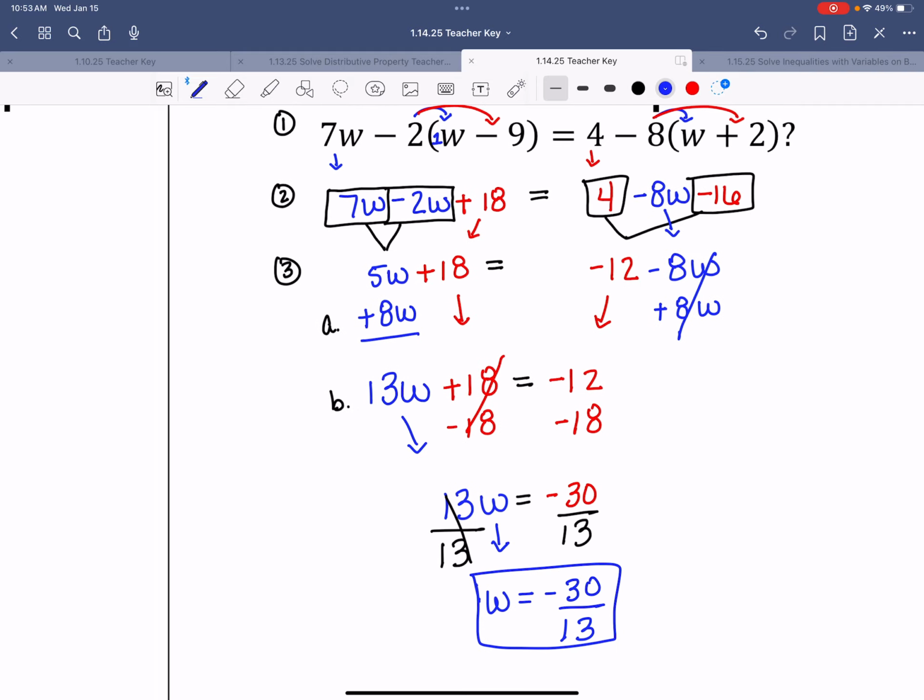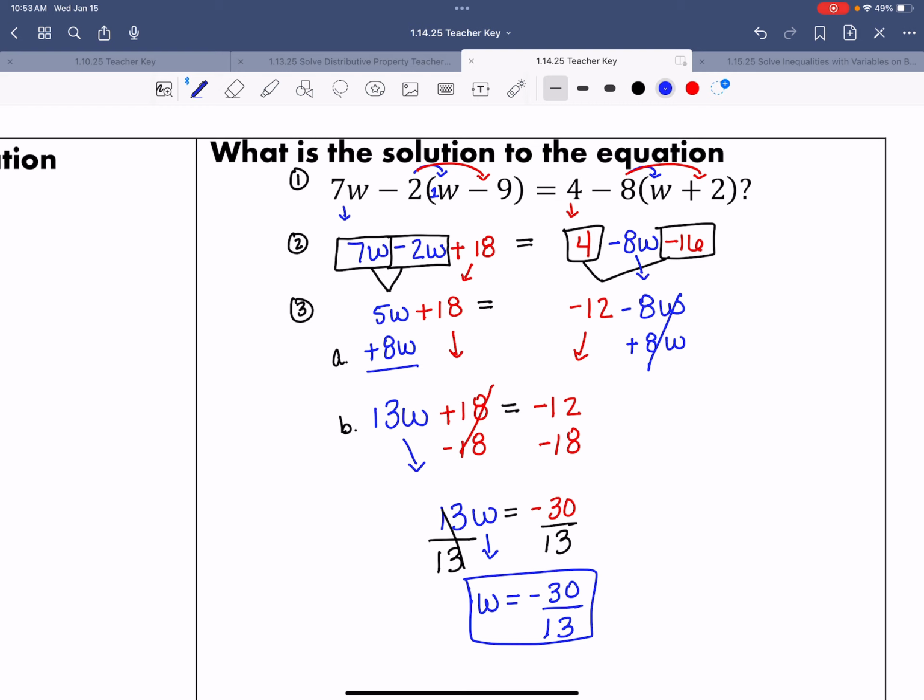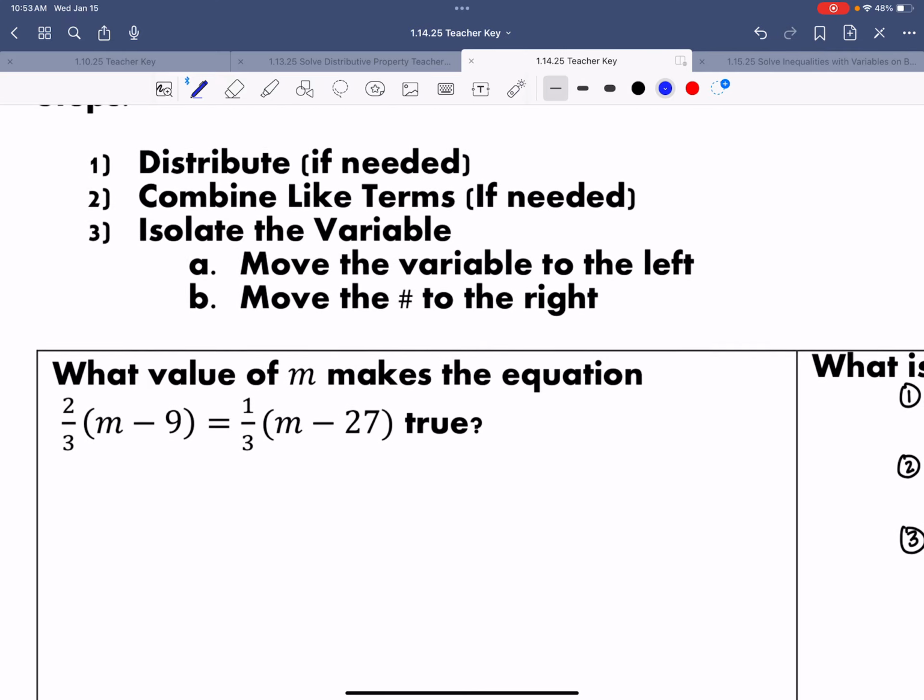So to recap, step 1 is to distribute. You know you need to distribute because there's a number directly in front of the parentheses. Step 2 is combine like terms. Step 3, part A is to move the variable to the left. Part B is to move just the number to the right. Last step is you're going to just do the inverse of whatever you have. As long as you follow these 3 steps, you're going to be just fine.